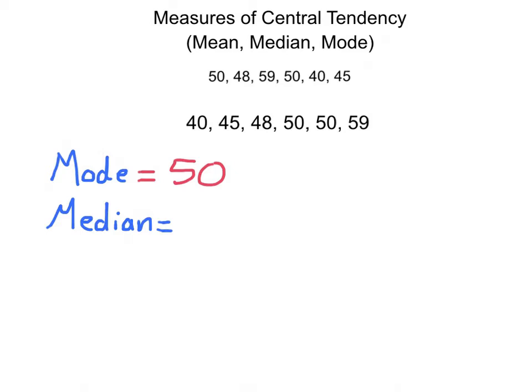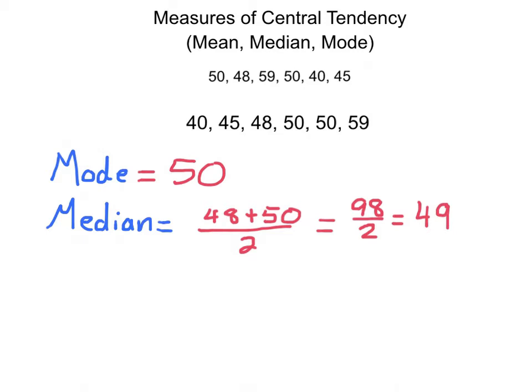So when that occurs, we have to take 48 and 50 and add those together, and then we divide that value by 2. So 48 plus 50 would be 98, and we divide that by 2 and we end up with 49. So for this problem, our median is 49. Now for the last one. Now we're going to find the mean.